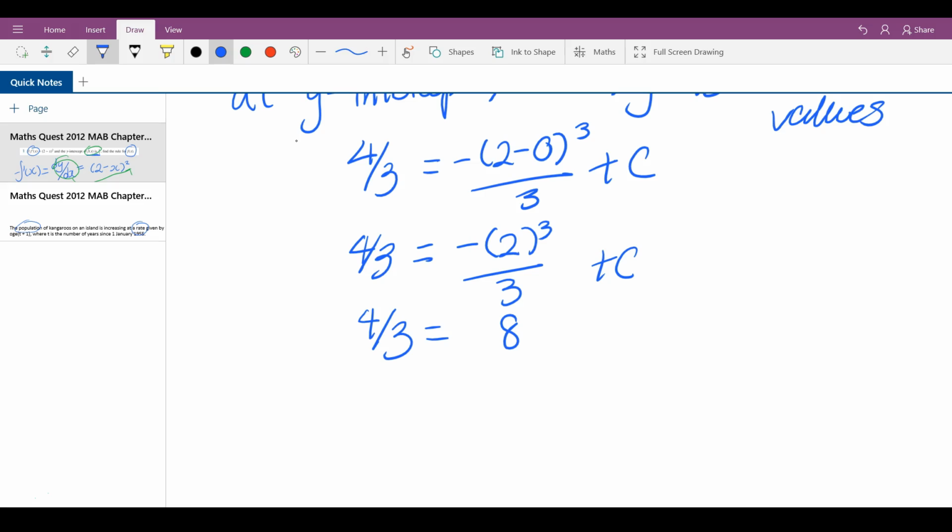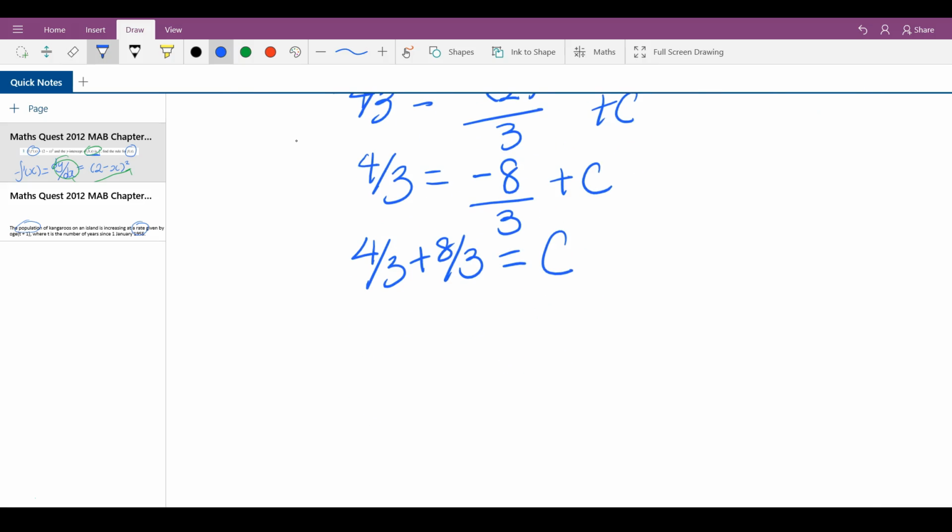Right, yeah, and then multiplied by -3 plus c. So now all we have to do is just move this bit, the -8/3, to the other side. When it's a negative, when you move it to the other side, it becomes positive. This is 4/3 plus 8/3 equal c.